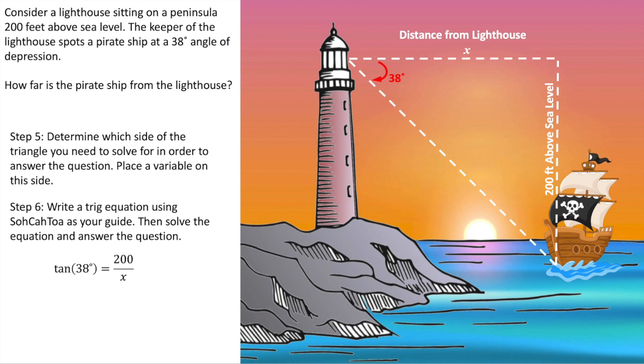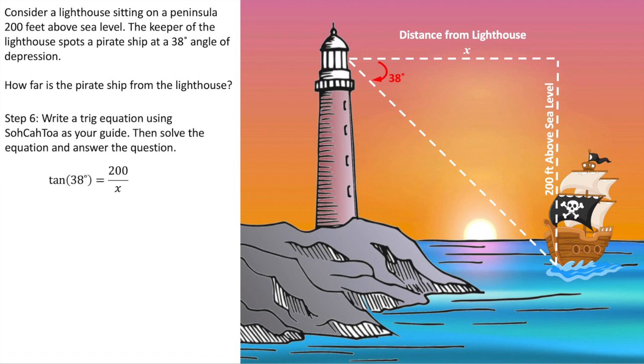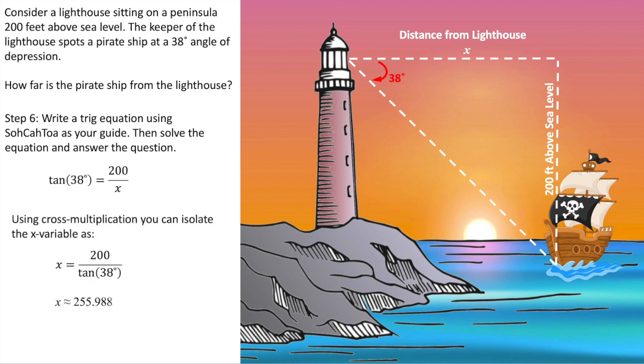Now you would solve this equation to get your answer. So we've been using cross products to cross multiply. And if we do that, we can isolate x and get x is equal to 200 over tan of 38. If you type that into your calculator, you get 255.988. So if we rounded that to the nearest tenth or to the nearest whole number, either way, we would get 256 feet from the lighthouse, and that is the answer to this question.